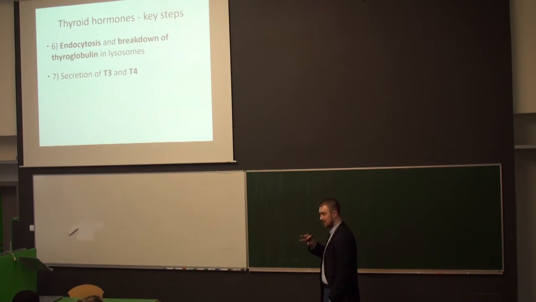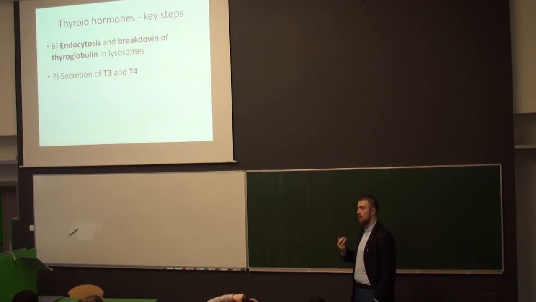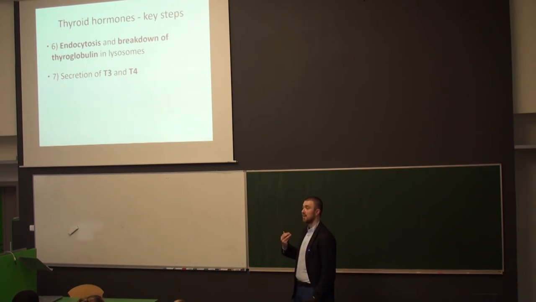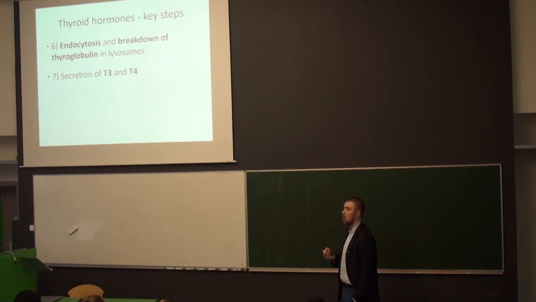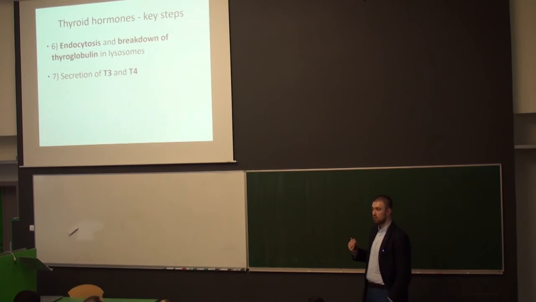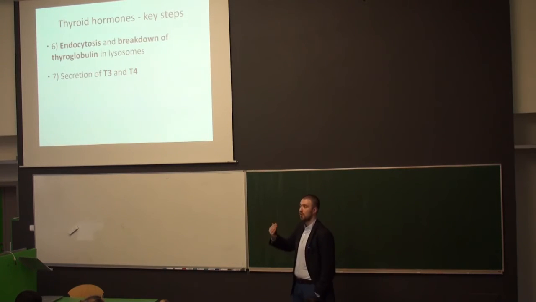So the thyroid cells will take part of the colloid. They will produce the endosome. The endosome will fuse with lysosome, and in lysosome you will degrade the thyroglobulin molecule. And subsequently, by the proteolysis, you will release the active thyroid hormones, that means T3 and T4, and you release them into the bloodstream. So is this clear?